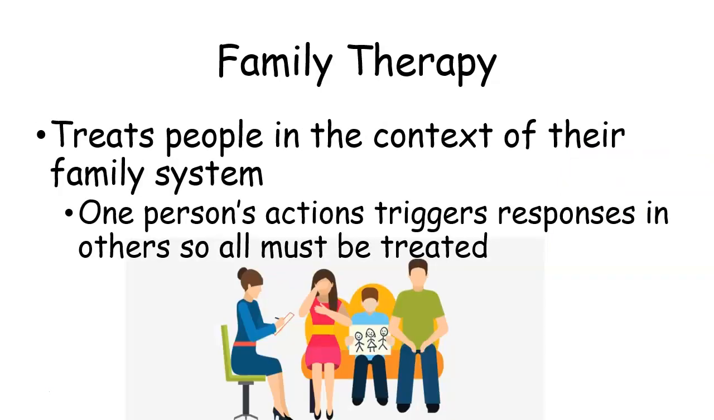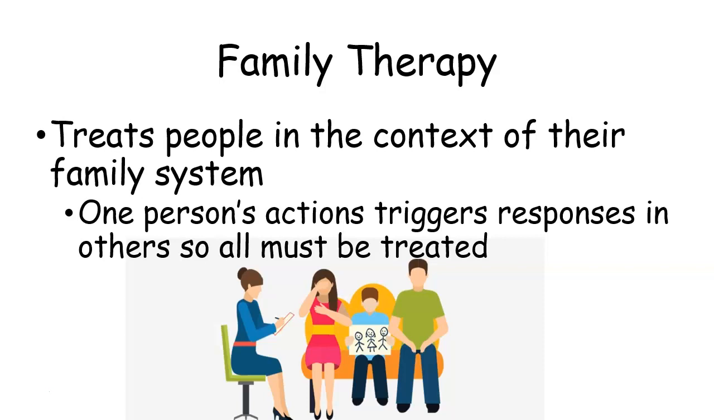So family therapy treats people in the context of their family system. It treats all members of the family. They are all seen by the therapist as a group. The therapist may meet with individual members one-on-one at times, but the real work is accomplished in the group setting. So why the group setting? Because one person's actions trigger responses in others, so all have to be treated. There's no one person that is the problem because all members are part of the system.